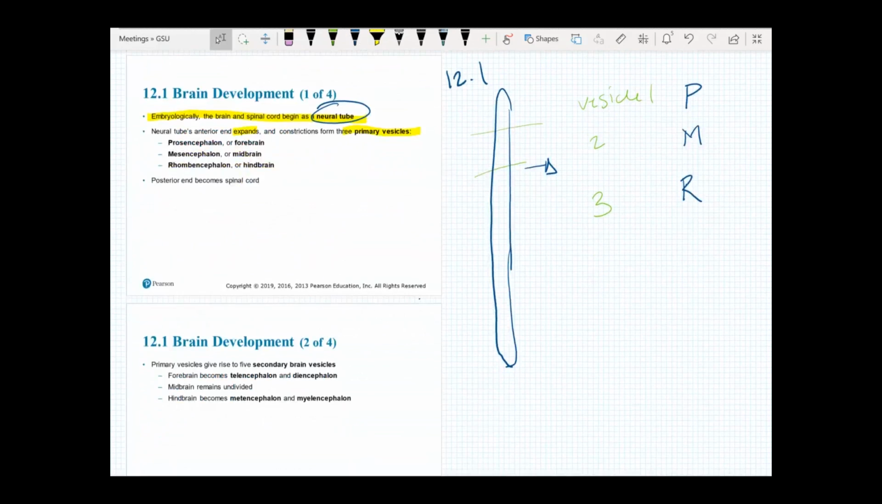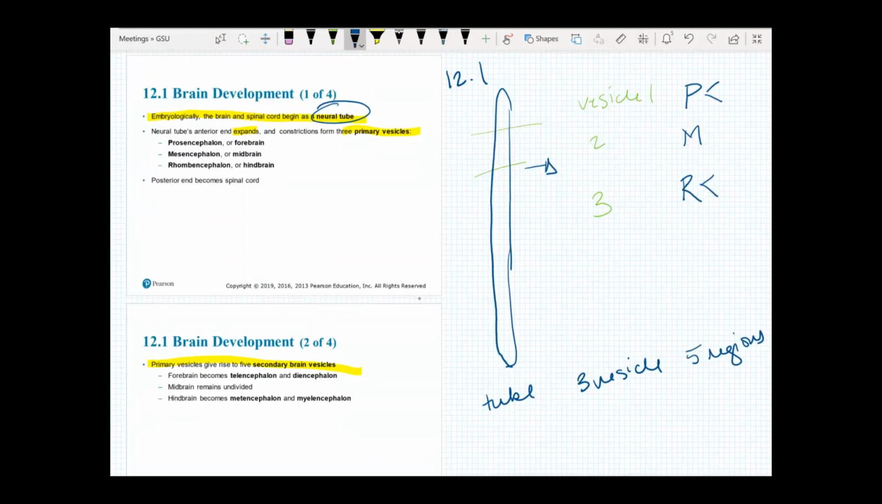Your prosencephalon will become two different sections. Your mesencephalon will stay its one section, and your rhombencephalon, or your hindbrain, will become two separate sections. So that's what's going on here. Basically, when you look at it, it goes from one tube to three vesicles to essentially 5 regions.